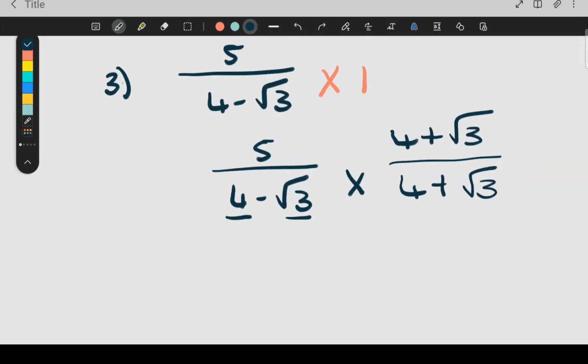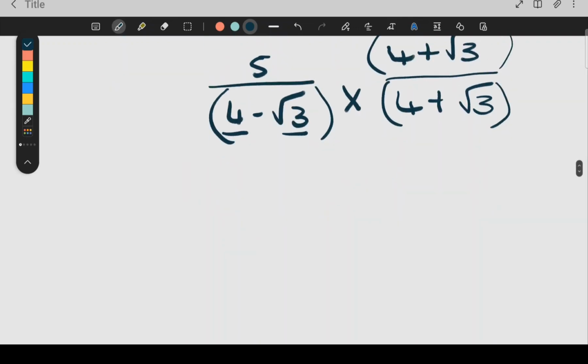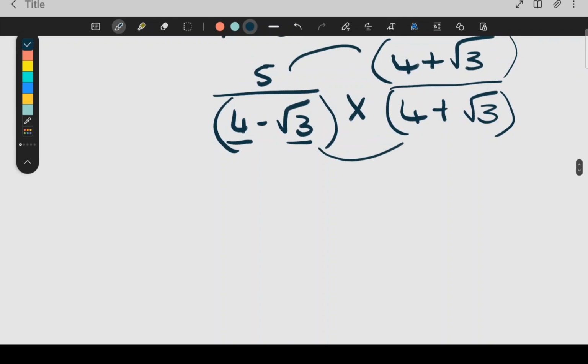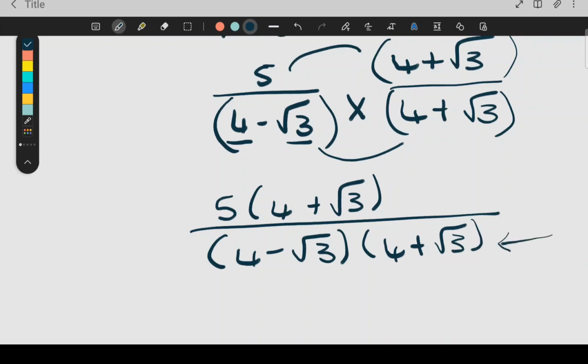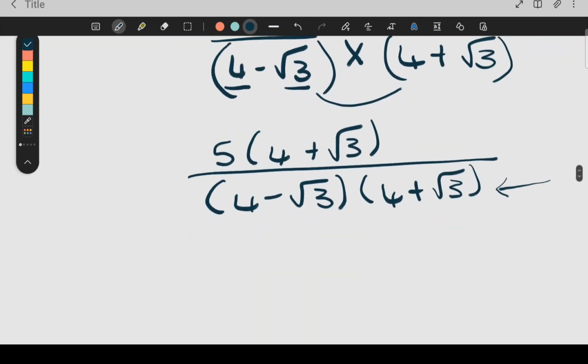Okay, so now I'm going to multiply. So I'm putting this in brackets and this. It's going to be this times this and this times this. But on top, it's this. And at the bottom, it's this. So 4 minus root 3, 4 plus root 3. This is the difference of two squares. The difference of two squares says that you can just do first times first and last times last. Why? Because the terms are exactly the same, and the signs, one is a minus, one is a plus.